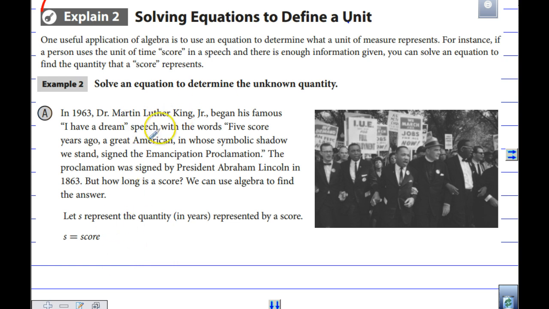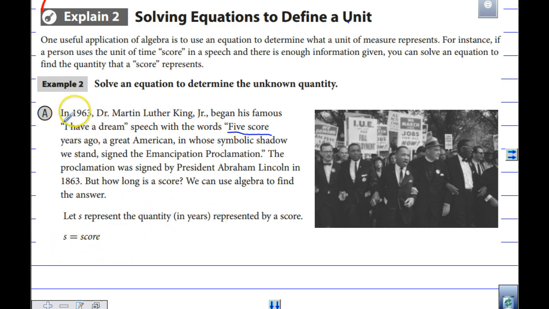Alright, so you've probably seen this before. You've probably heard in history class the word score be used as a unit of time, like "four score years ago," and it was used by Dr. Martin Luther King and, of course, President Abraham Lincoln. Okay? But how long is that unit of time? How many minutes, hours, years? What is that? Okay? So they go through a little scenario.